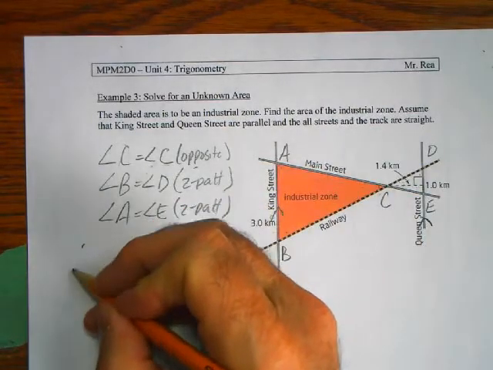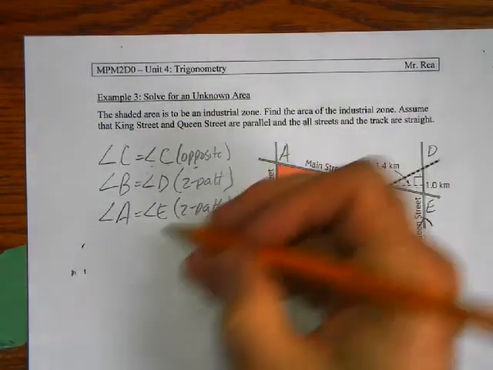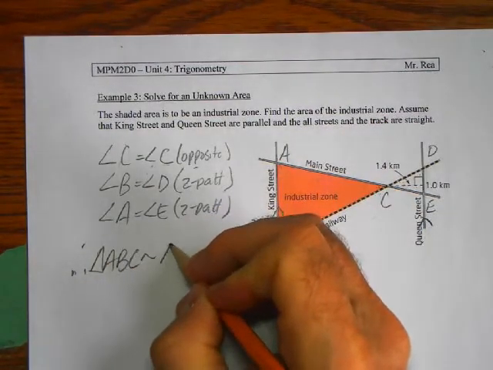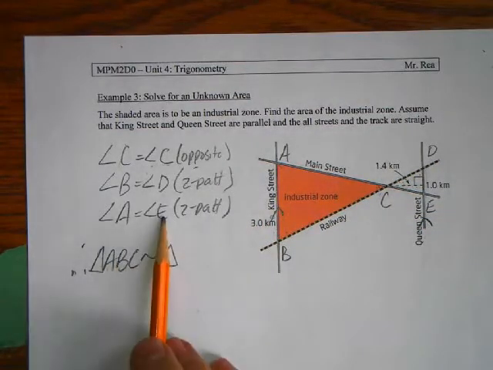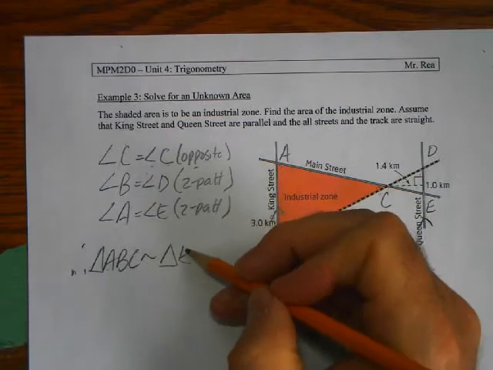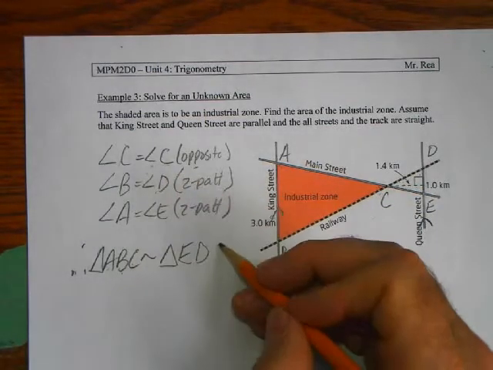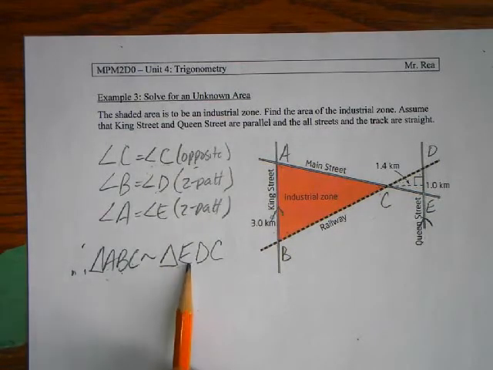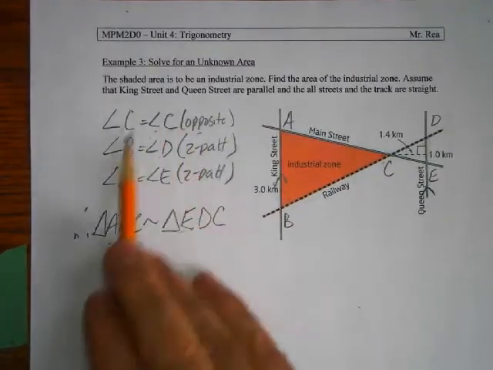So for this triangle here, I'll put this in alphabetical order, ABC. Triangle ABC is similar to, and now we have to be careful, we have to match up the letters. So A goes with E, B goes with D, C goes with C. In this case, they're not alphabetical, but it is correct because they match up based on the angles that match up together. Okay?